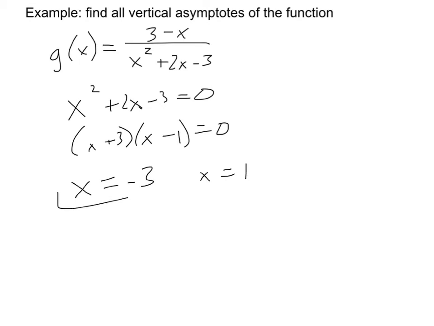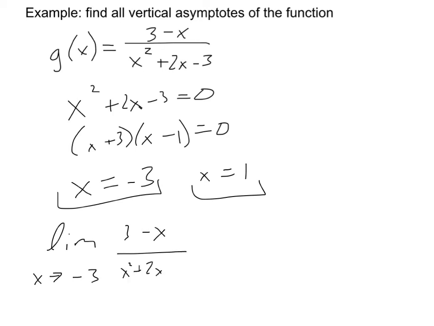Alright, so now that I have these potential vertical asymptotes, my next step is to look into the limits. Let's see whether the limit exists for these two values. So I will look at the limit as x approaches negative 3 of my function, (3 minus x) over (x squared plus 2x minus 3), and then I'll also look at the limit as x approaches 1 of (3 minus x) over (x squared plus 2x minus 3).